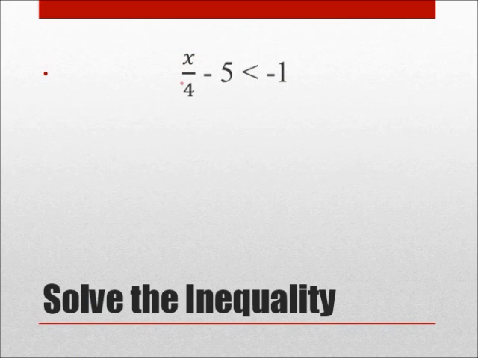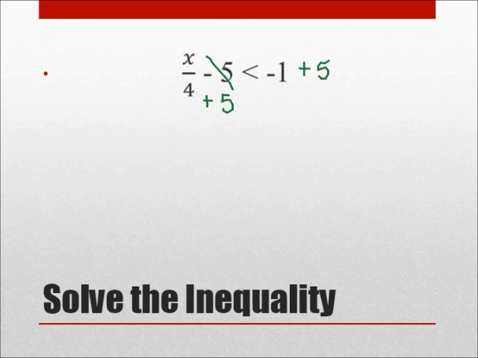X divided by 4 minus 5 is less than negative 1. The first inverse operation needs to involve getting rid of that subtraction. You always get rid of your addition and subtraction first, if there is any. So we have minus 5. We want to add 5 to both sides. Minus 5 plus 5 is 0, so you're left with x divided by 4 is less than negative 1 plus 5 gives us 4.